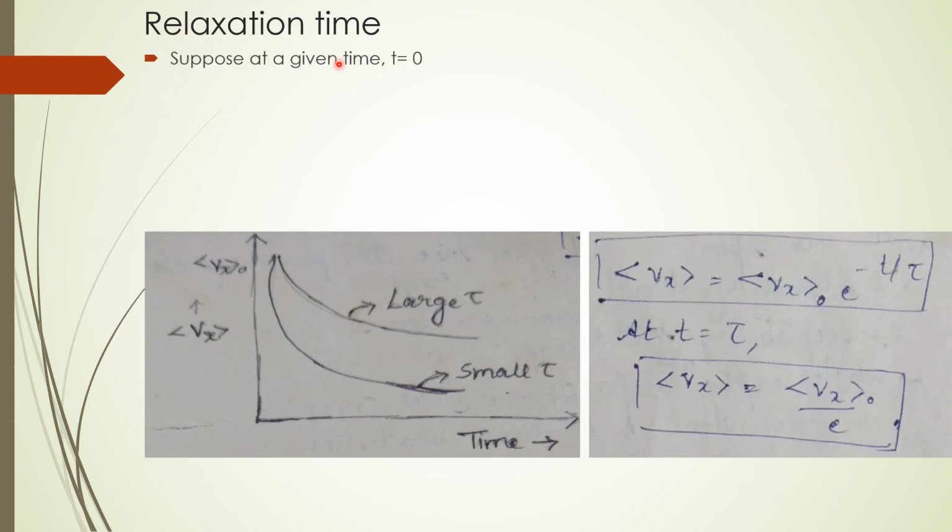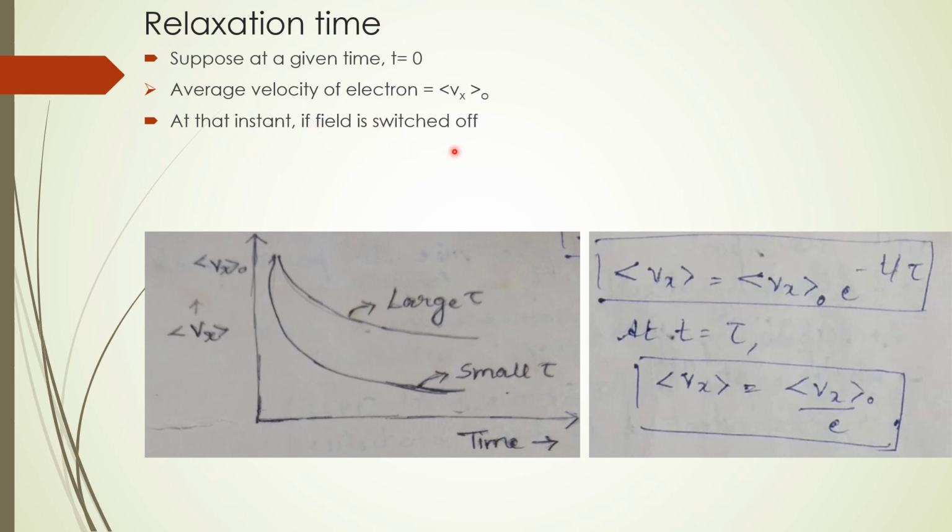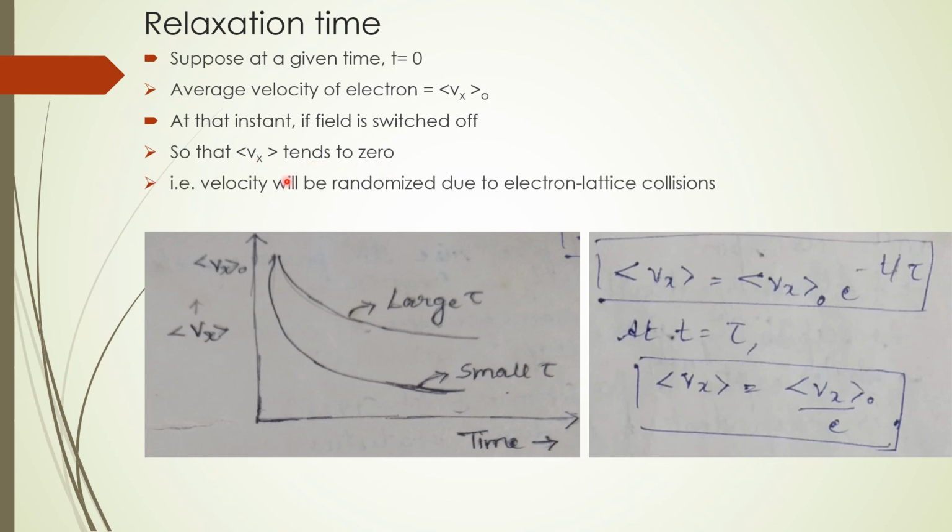Relaxation time. Suppose at a given time t is equal to 0, the average velocity of the electron is denoted as average of Vx suffix 0. At that instant, if the field is switched off, so that the average of Vx tends to 0, that is, the velocity will be randomized due to the electron lattice collisions. Assume that this process follows the simplest law of exponential decay, which is shown in this diagram. Here the velocity is decreasing exponentially. So this can be given by this equation: average of Vx is equal to average of Vx suffix 0 into e raised to minus t by tau.